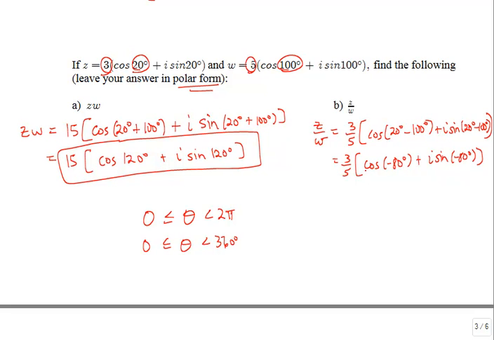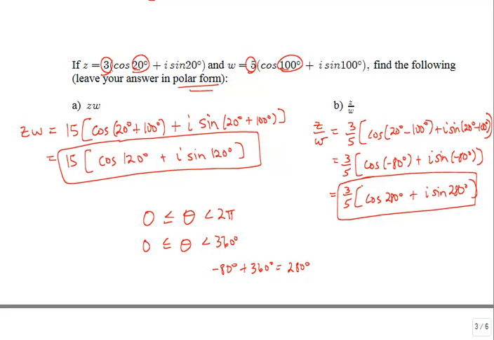So all we have to do to figure out what negative 80 is equivalent to is just add in a 360 to it. So if you take negative 80 and you add in 1 revolution, then you end up getting positive 280 degrees. So in other words, negative 80 degrees, which would be in quadrant 4, is the same as cosine of 280 degrees, which is also a quadrant 4 angle. So it's just an equivalent version of that same angle, but within 0 to 360. So here's our final answer in polar form.